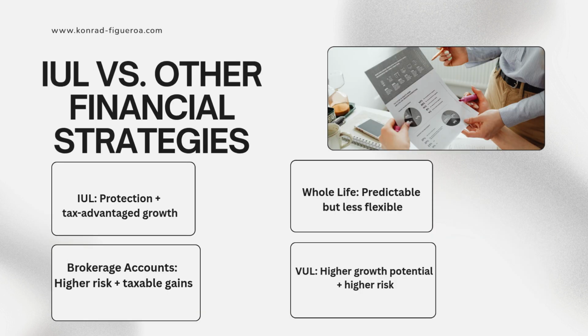So, how does IUL compare to other financial strategies? Let's compare IUL with a few other options. Investing directly in the stock market can offer higher growth, but it also comes with risk and taxes. Whole life insurance is very predictable but less flexible, and variable life insurance allows more growth, but it also has more risk. So, the IUL aims to provide a balance of protection, growth, and flexibility.